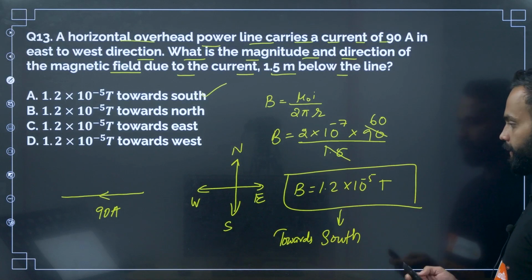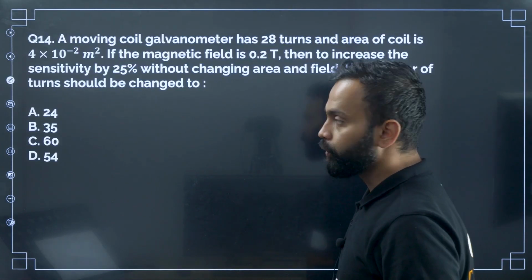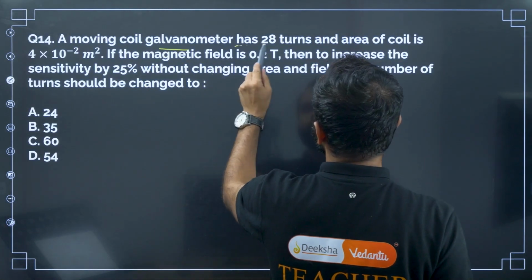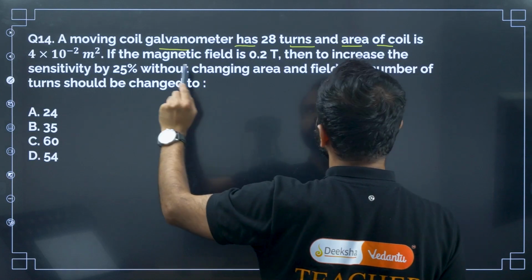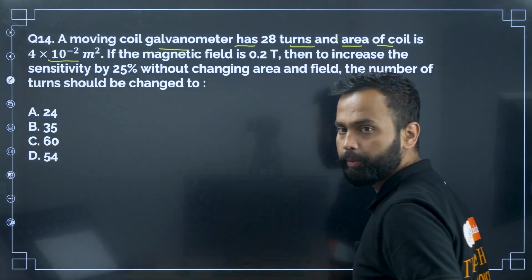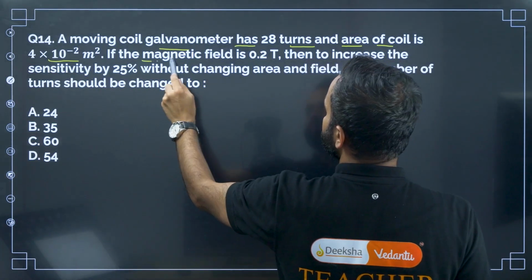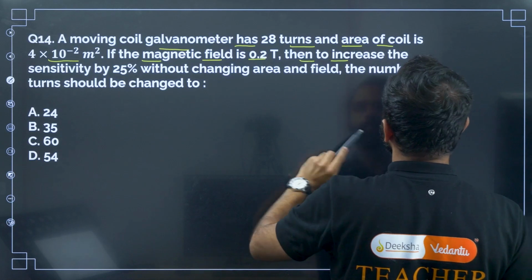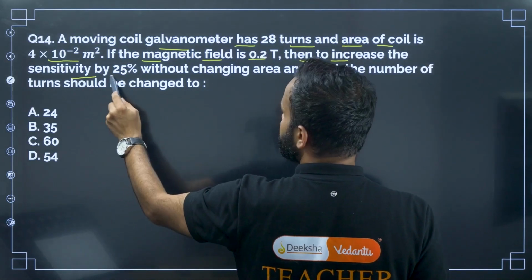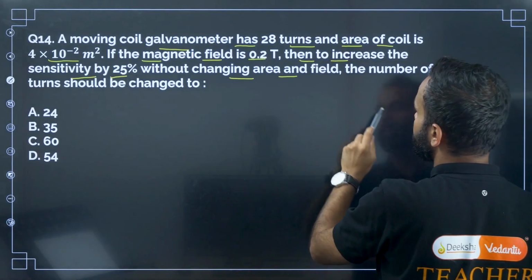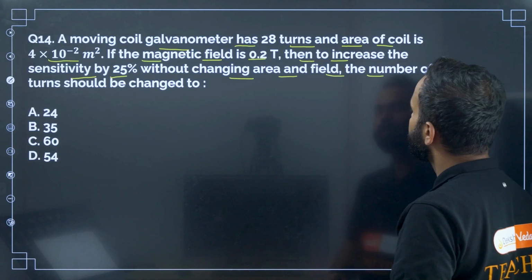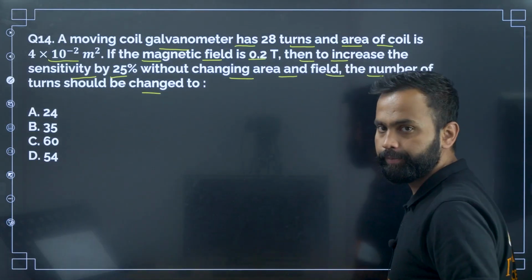Understood? Yeah. Question number 14. A moving coil galvanometer has 28 turns and area of coil is 4 into 10 to the power minus 2 meter square. If the magnetic field is 0.2 Tesla, then to increase the sensitivity by 25% without changing the area and field, the number of turns should be changed to.